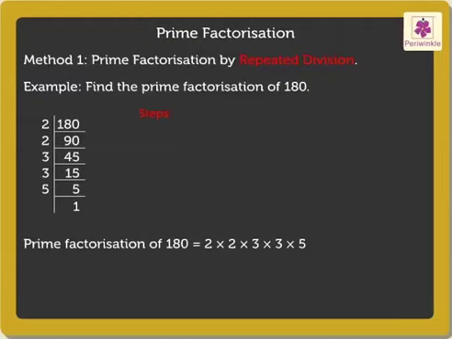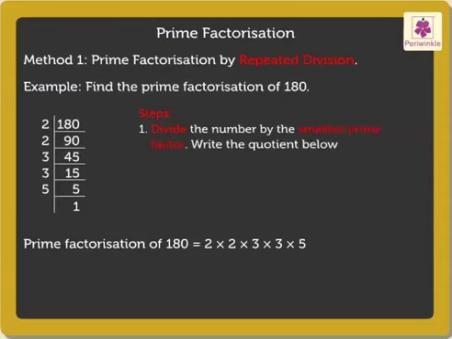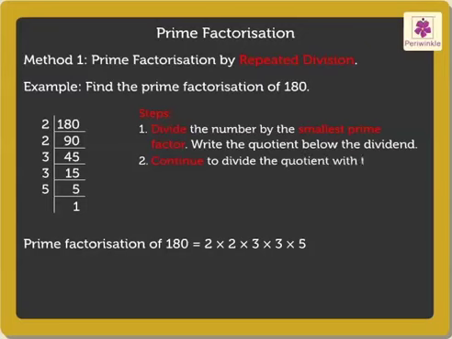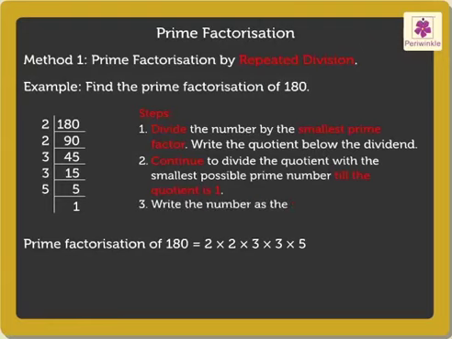They are: Step 1. Divide the number by the smallest prime factor. Write the quotient below the dividend. Step 2. Continue to divide the quotient with the smallest possible prime number till the quotient is 1. Step 3. Write the number as the product of its prime factors arranged in ascending order.